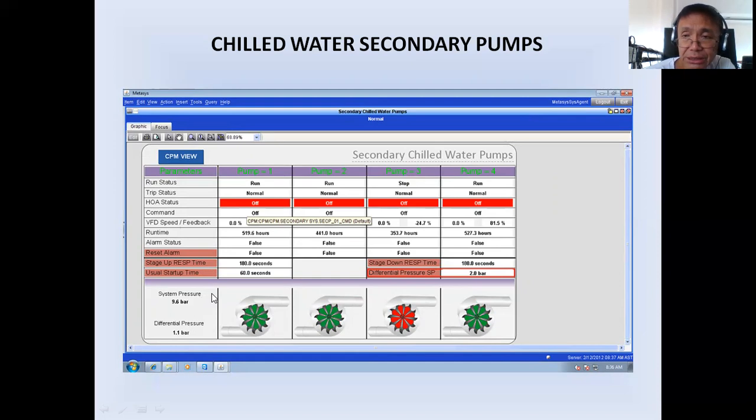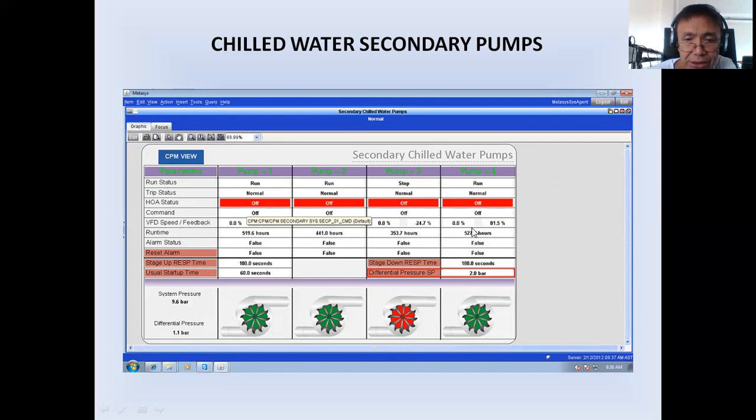Okay. Now, let's say there is a small leak in the system, then the chilled water pressurization system, or the pressurization pump, will kick in to maintain the pressure set in the pressurization pumps. Okay. So likewise, run status, trip, find out about the status, command. Then here, there is a VFD speed and feedback. Now it's showing the speed and feedback.